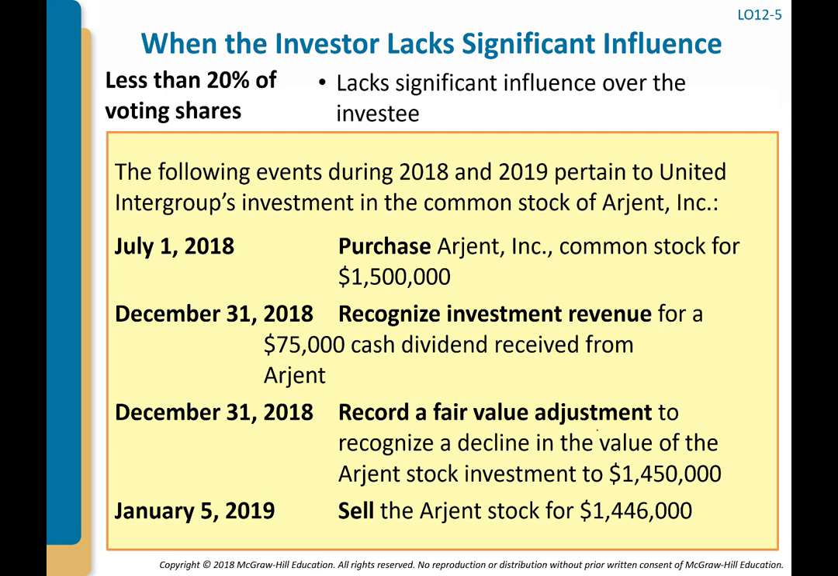Okay, and notice they buy this investment July 1st, 2018, and they buy it for 1.5. At December 31st, they get a $75,000 cash dividend. The fair value has fallen from what?